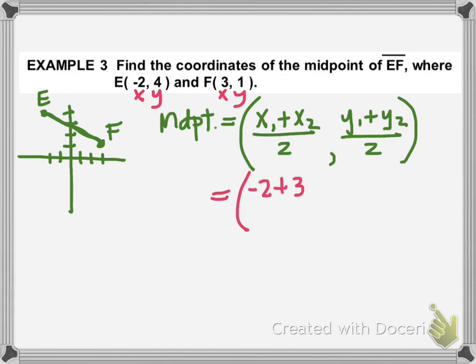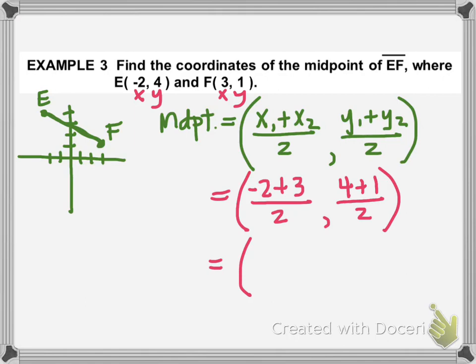Make sure you're not subtracting like you do in the distance formula. The distance formula is you're subtracting. The midpoint formula is you're adding. Sometimes students get those mixed up. My two y values are 4 and 1, so we're going to add those, and then we'll divide that by 2. Now we have to simplify.